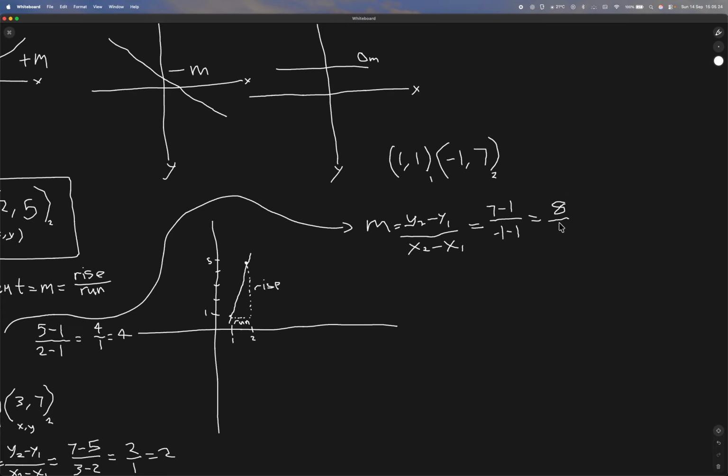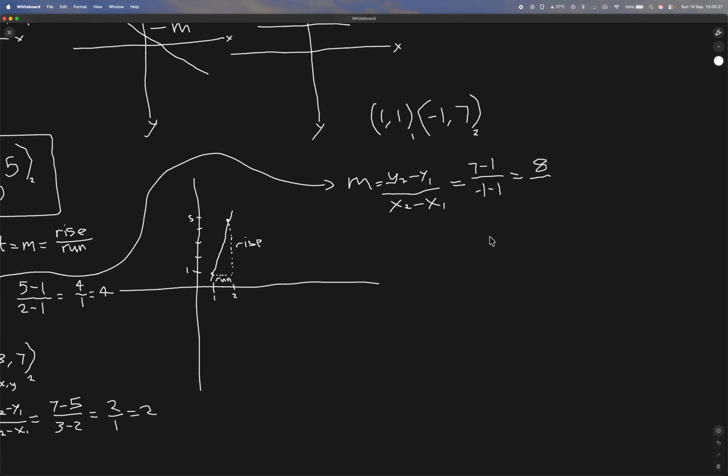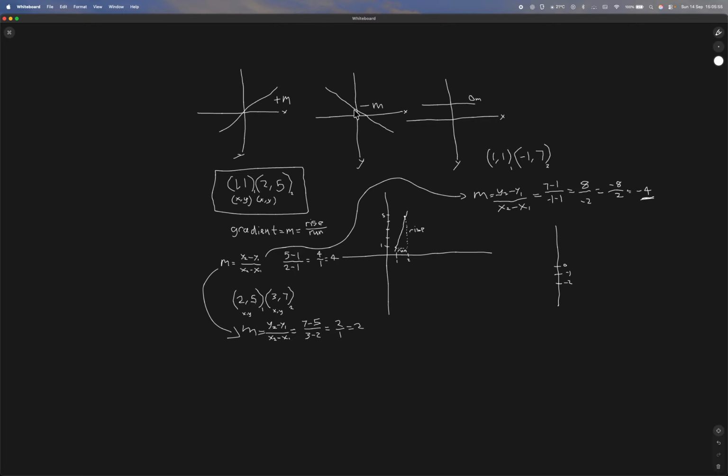Now -1 minus 1 is going to be, think on our temperature scale, is how I like to think. We have 0 here, -1, -2. So if it's a -1 and it goes down 1 degree, it's going to be -2. Is the same as -8 on 2, same as -4. So that there's an example of our negative gradient where the line goes that way.